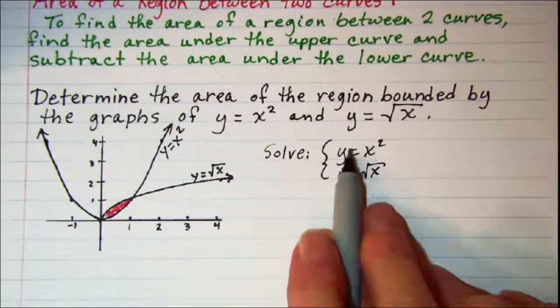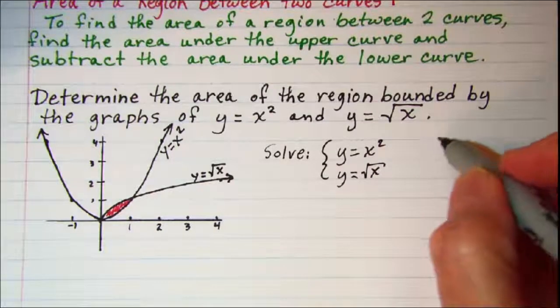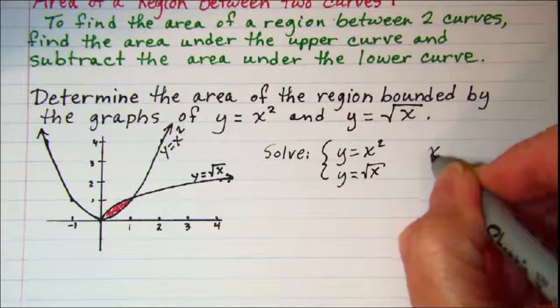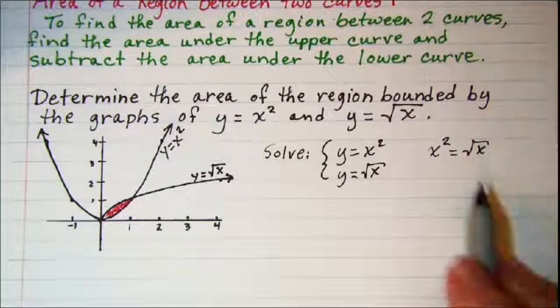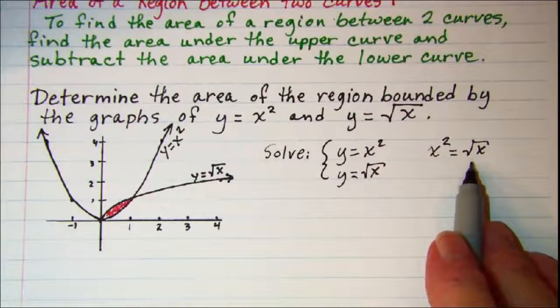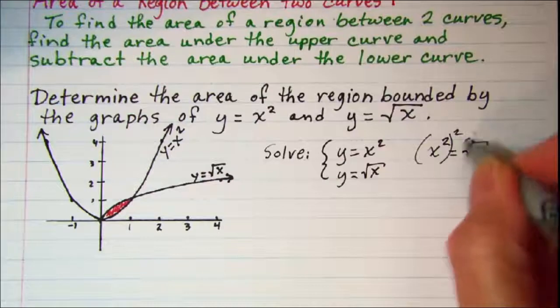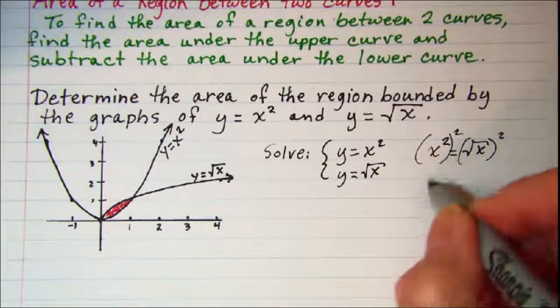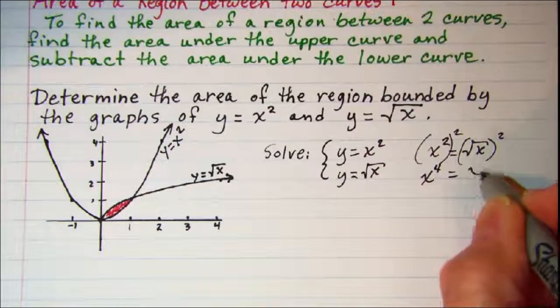I'm going to use substitution since they're both equal to y. I can set them equal to each other. So we have x squared is equal to square root of x. Now to remove the radical, we can square both sides. So let's do that. And so we have x to the fourth power is equal to x.